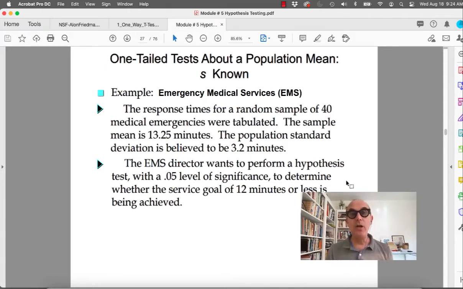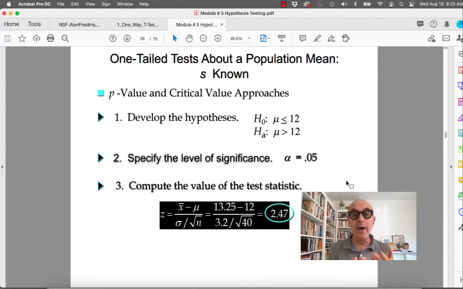This is a one-tail test about the population mean, and we are talking again about emergency medical services and the response times of a random sample of 40 medical emergencies. The sample mean is 13.25 minutes. The population standard deviation is 3.2 minutes. So the director of this emergency service wants to perform hypothesis testing with a 0.05 level of significance to determine whether the service goal of 20 minutes or less can be achieved, and this is quite possible.